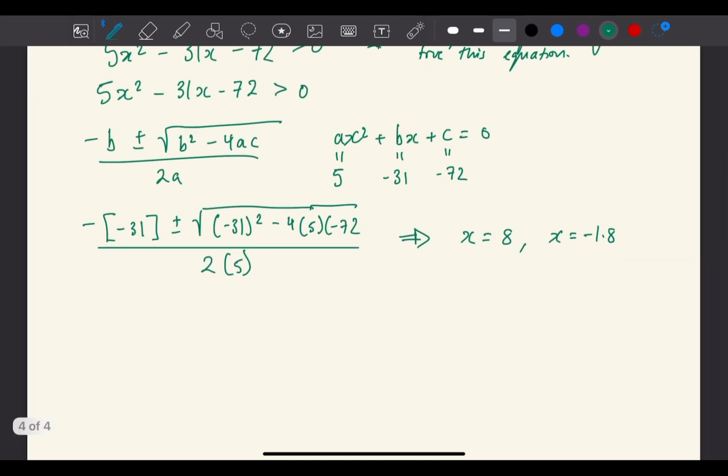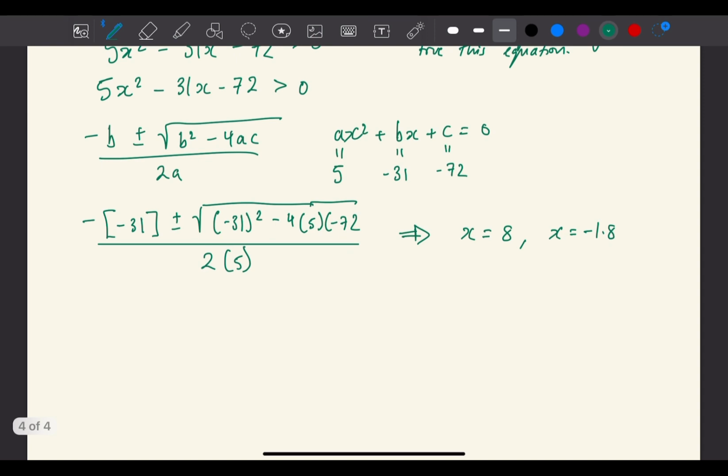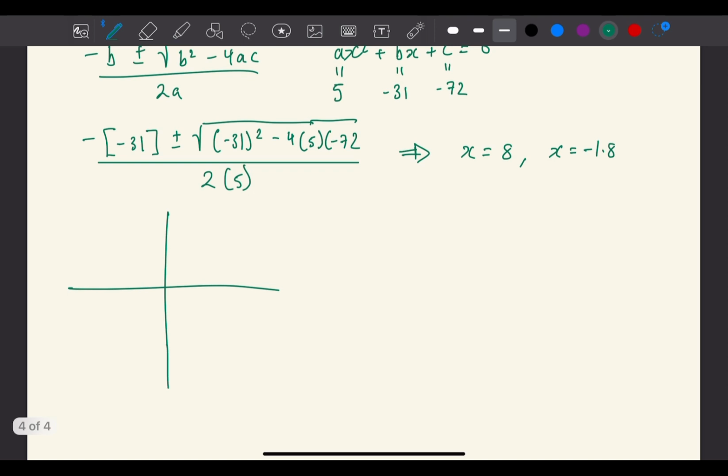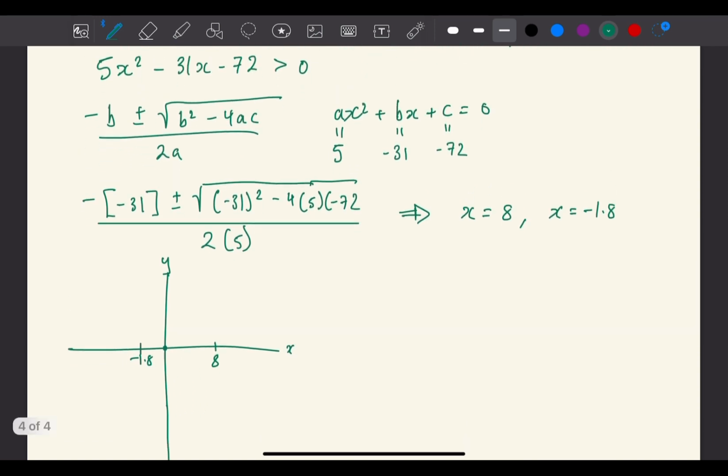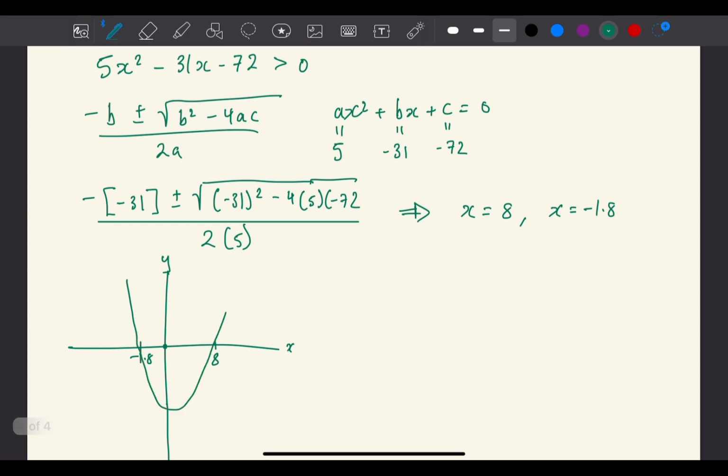So what values of x satisfy it? Okay, so again, we know that the quadratic equation on a graph is going to look something like this. And now we know from solving the quadratic formula that actually it will look like this. So we know that when x equals 8 and x equals minus 1.8, y is equal to 0. So that's y, that's x, 0. So it intersects at minus 1.8 and then at 8. Okay, so the graph will look something like this.